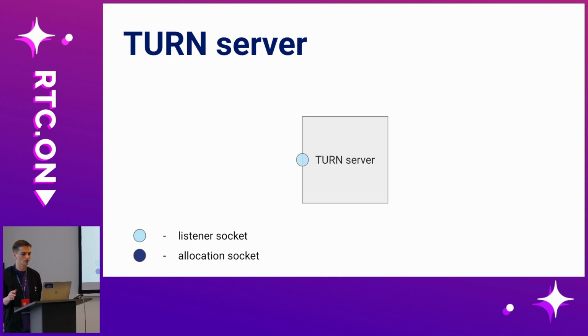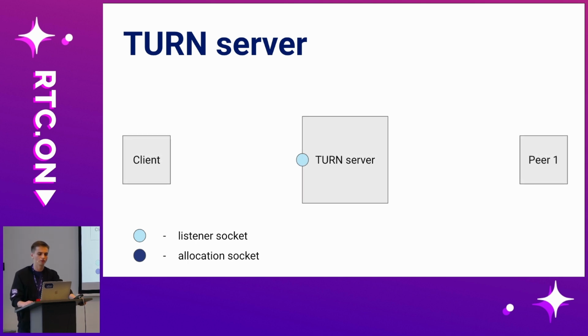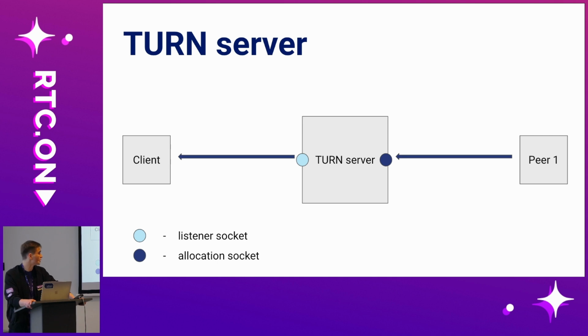When you start a TURN server, it comes with a listener socket, a client, and a peer. A client creates an allocation, which is another socket. And whatever the peer sends to this allocation socket, this data will be forwarded to the client via the listener socket. One client can have one allocation, and it can communicate via this allocation with multiple peers.